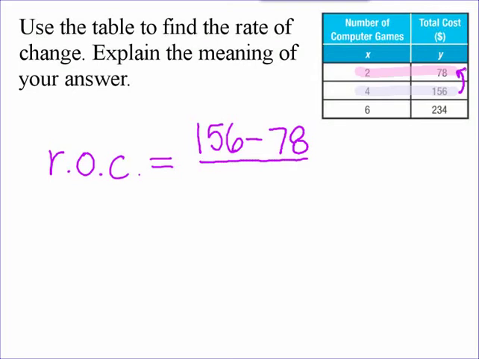Now what I'm going to do is the exact same thing. If I start with the blue, I've got to continue to start with the blue here. So I'm going to divide that by 4 minus 2. So what is 156 minus 78? It's 78. 78 divided by 2. So my rate of change is 39.